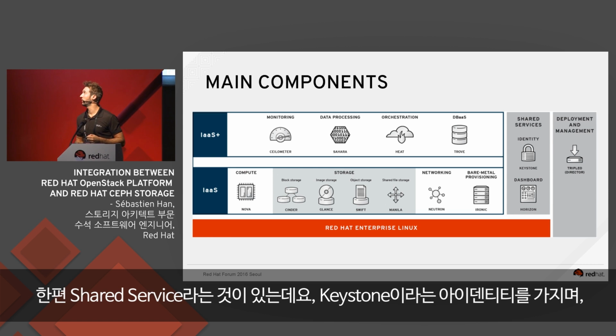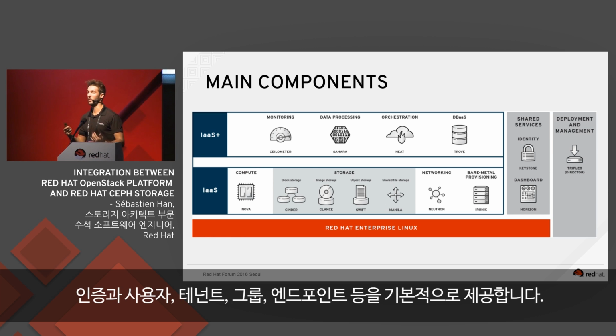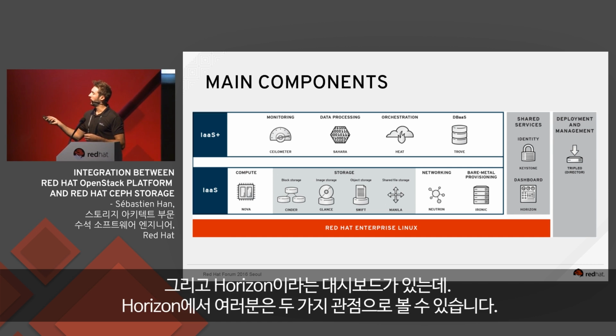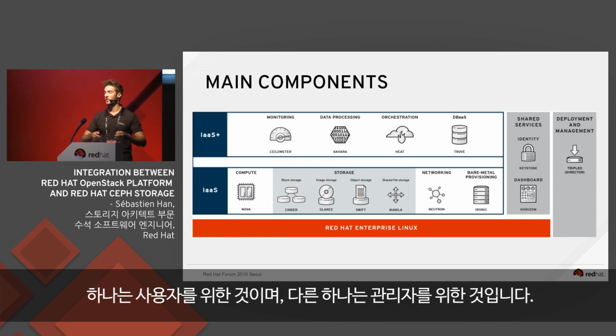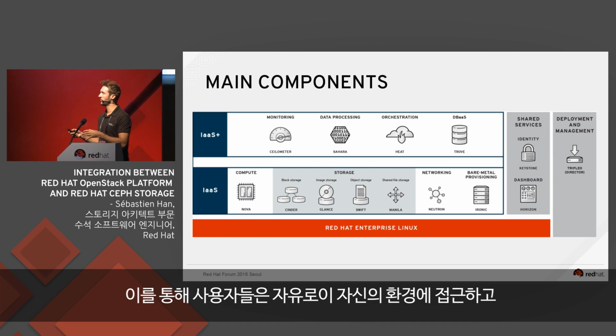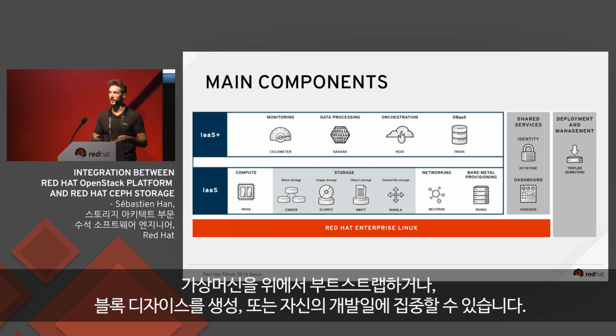On the side, we have what we call shared services, first identity with Keystone, basically providing authorizations, storing users, tenants, groups, endpoints. And the second one is the dashboard called Horizon. In Horizon, you have two different views, the first one being for users and the second one for administrators. So users are really autonomous and they have access to their own environment and they can freely bootstrap virtual machines, create block devices, do their own developer work, basically.